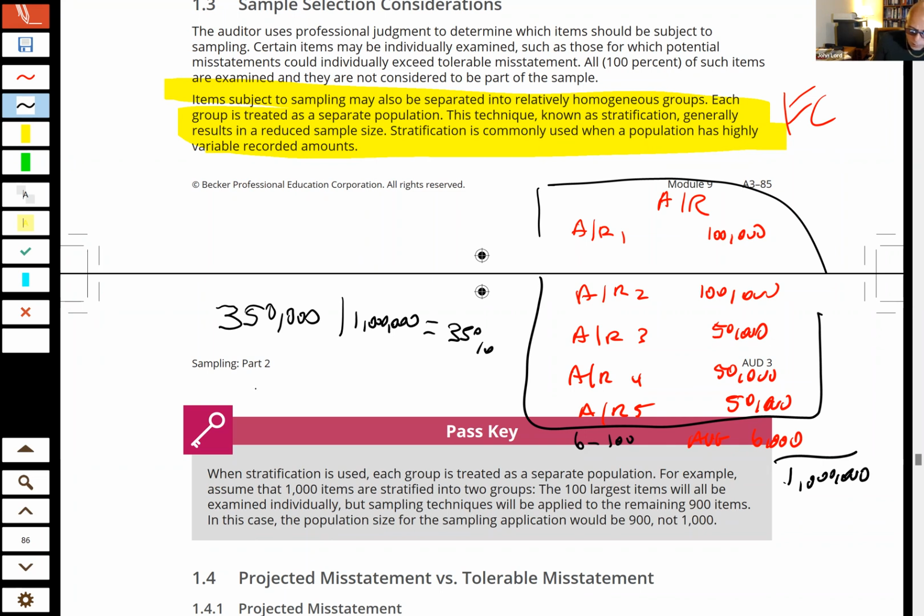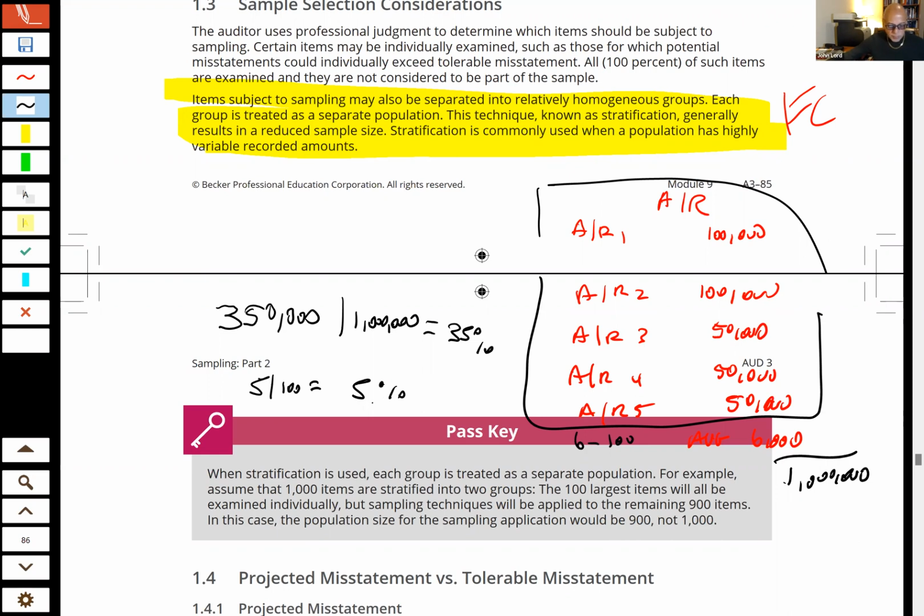Meanwhile, in terms of the number of items in the population, I'm only looking at 5 out of 100. So I get a nice little efficiency there by carving those ones off the top. I get to look at 35% of the dollar balance while only looking at 5% of the actual items in the population. That's called stratification. Now, that doesn't mean that I'm going to ignore 6 through 100. Then I might go ahead and do what? Pull some sort of variable sampling technique to sample out of that remaining 95 at that point. Okay, good.